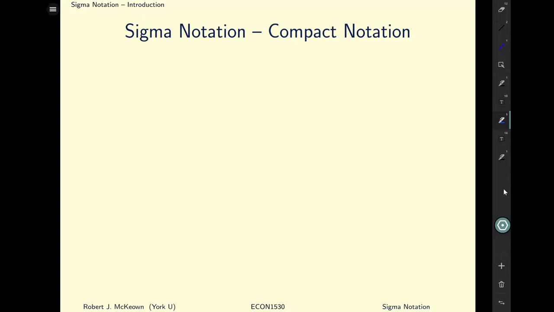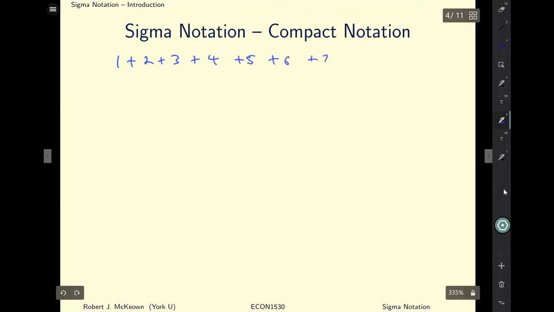As young economists, you are going to come across sigma notation. It's a compact way of writing a series of operations, often involving, you guessed it, sums. So for example, we might have something like 1 plus 2 plus 3 plus 4 plus 5 plus 6 plus 7 plus 8. And you could do that. Looks a little bit cumbersome. It's an awkward way to write something. If you're writing this in a research paper, you're going to take up the whole line.